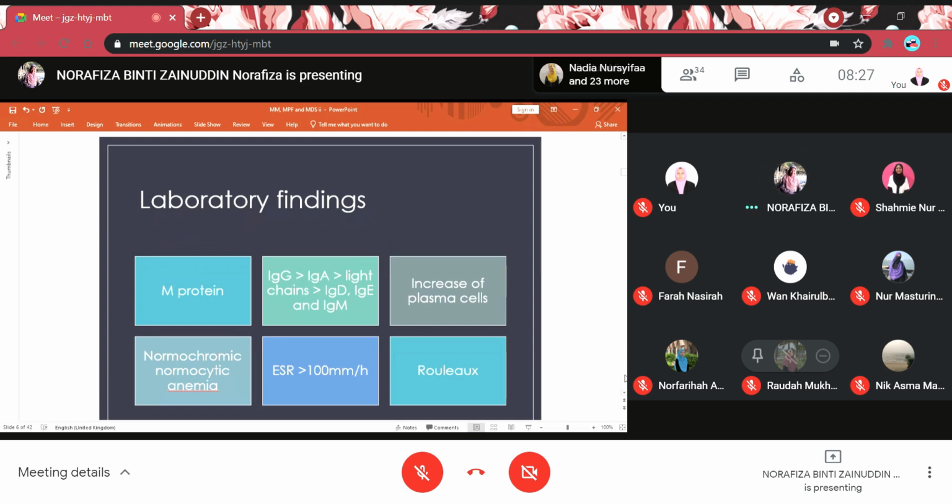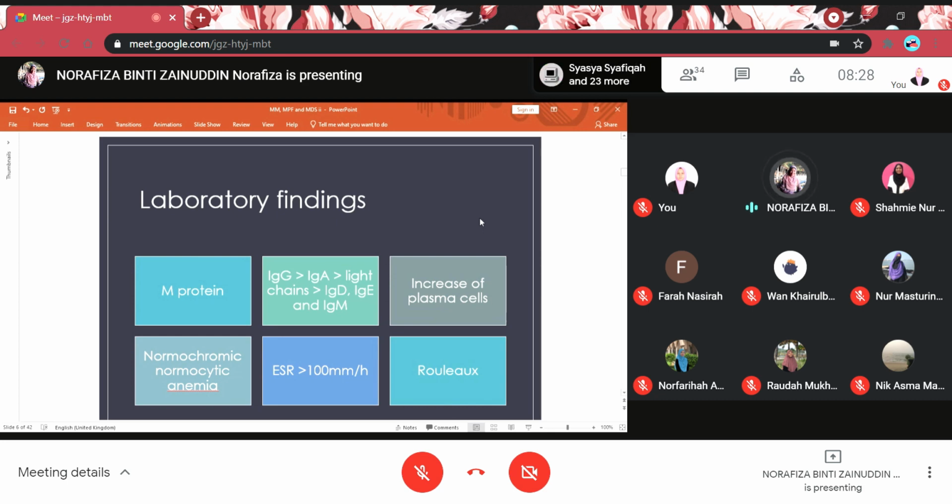And also on the M protein, the presence of serum M protein in a 24-hour urine collection is one of the diagnostic characteristics of multiple myeloma. Upon immunological investigations, immunoglobulin G is found to be much more concentrated than immunoglobulin A, the light chains, and also IgD, E, and M.